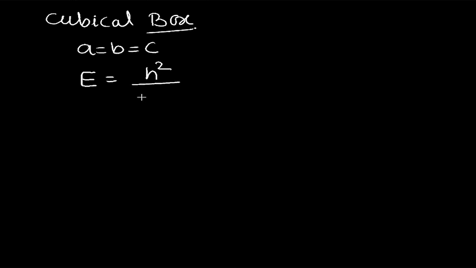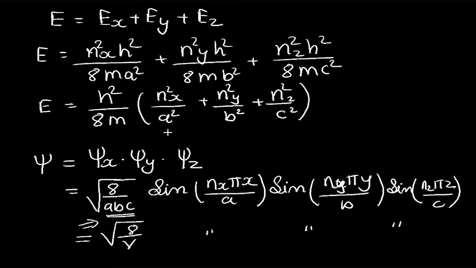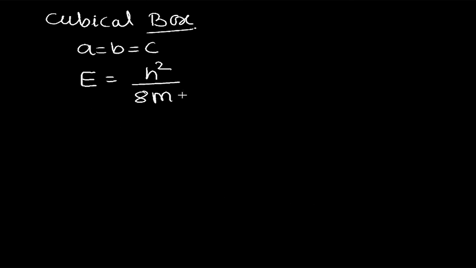h square upon 8m, and all these three will be the same, so we could take a square common, and that will be a square into nx square plus ny square plus nz square. So this will be the expression for the energy when we are considering a cubical box.